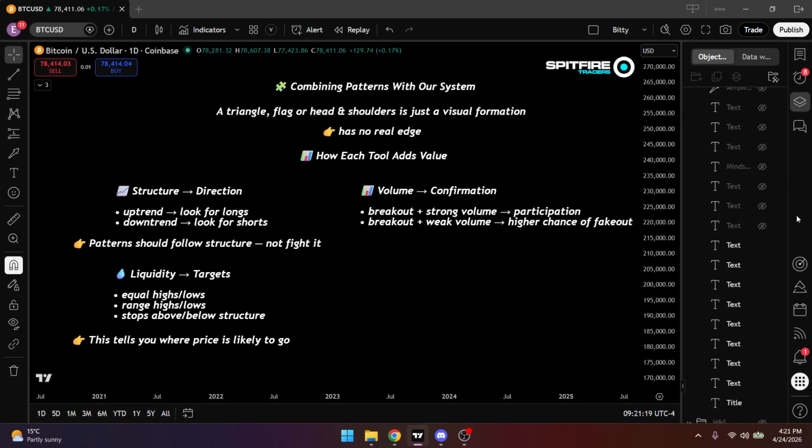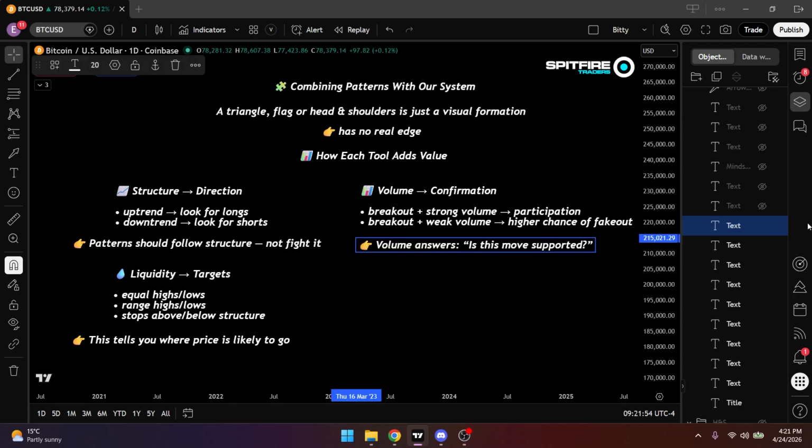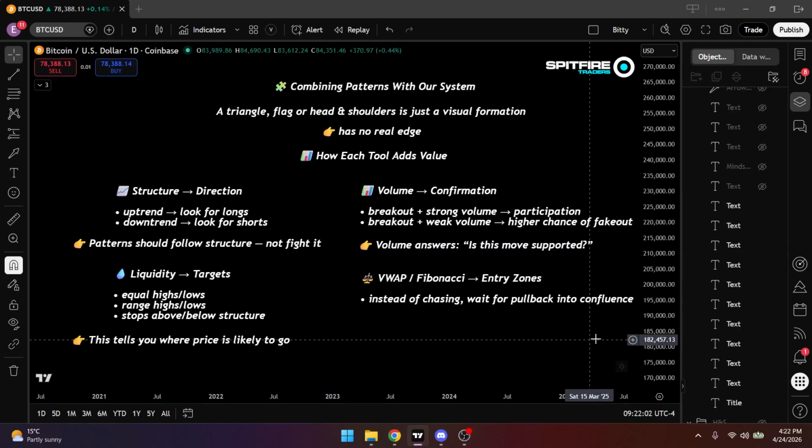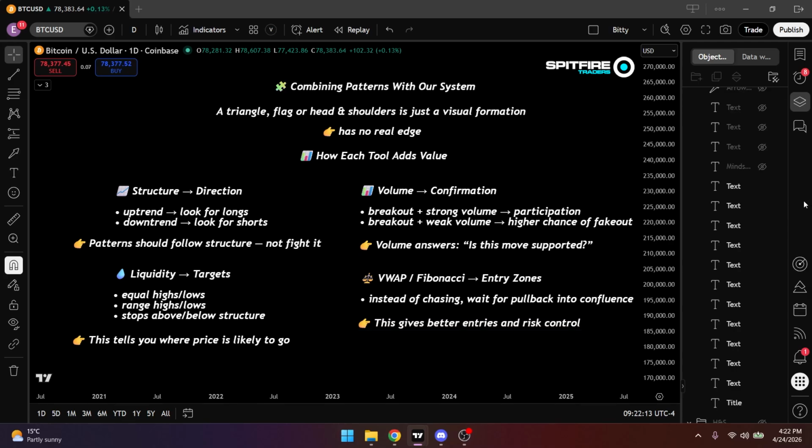Then we use volume for confirmation. If we have a breakout with strong volume, that means we have participation. If we have a breakout with weak volume, that means it has a higher chance of fake out. So volume answers the question, is this move supported? And then we use VWAP and Fibonacci for entry zones. Instead of chasing, we wait for a pullback into confluence, and this is how we refine our execution. This gives us better entries and risk control.